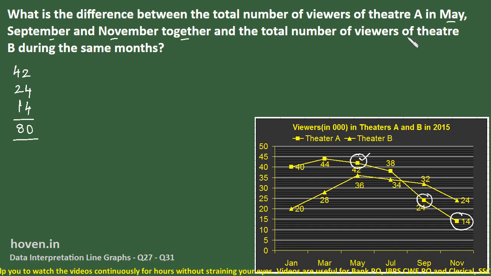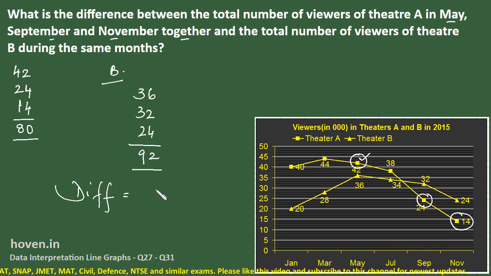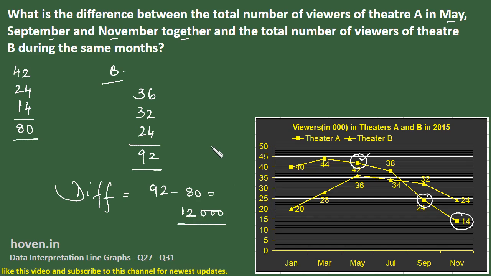And the total number of viewers of theater B during the same months. For B, let us pick 36. And for September it is 32. And for November it will be 24. So 6 and 6, 12. 1, 4, 3, 7 and 2, 9. And difference has been asked. The difference is 92 minus 18 equal to 12. And since the figures are in thousands, we would write it as 12,000, which is the required answer. Let us move to our next question now.